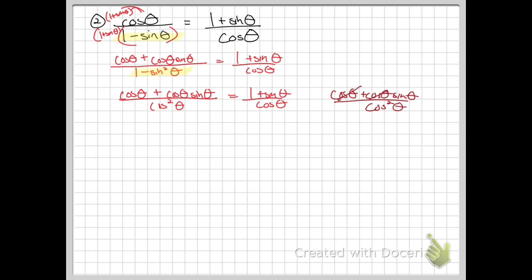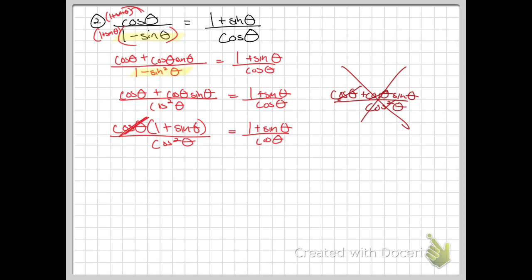A lot of you went cosine, cosine, cosine. While that may be what happens mathematically, that is not how it happens. So you either need to show me GCF, that's how I do it, which is obviously an acceptable way to do it. So factor out the cosine, bring down the other side.